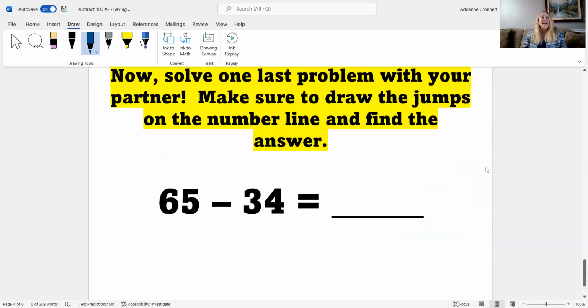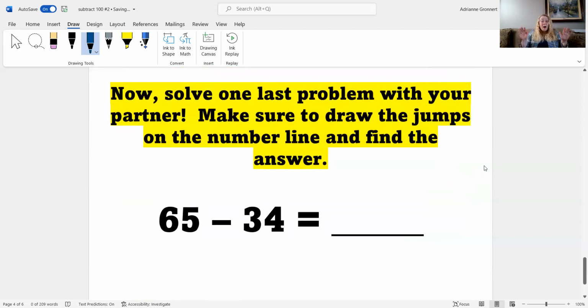Okay, now we are going to solve one last problem, but this time I want you to solve this problem with your partner. Make sure you draw the jumps on the number line and you find the answer. When you're finished, show me your work. I can't wait to see what you and your partner do.